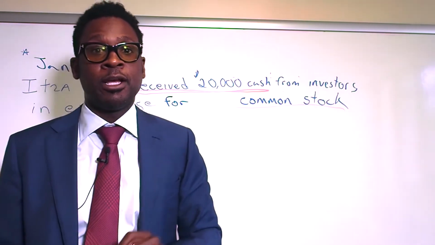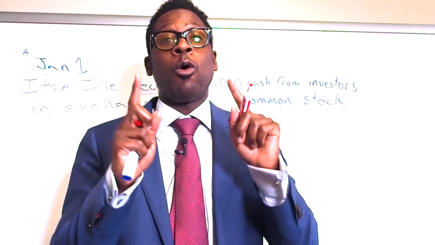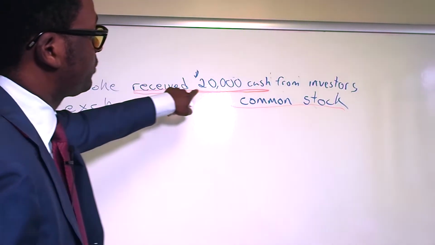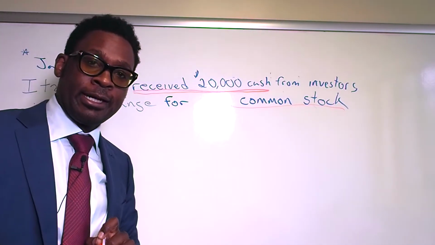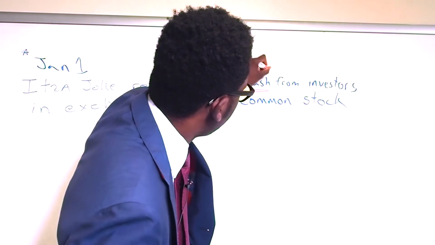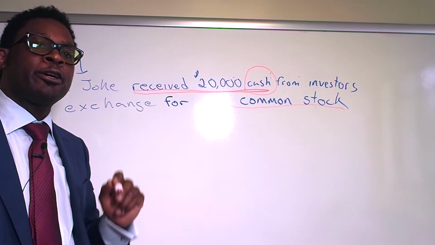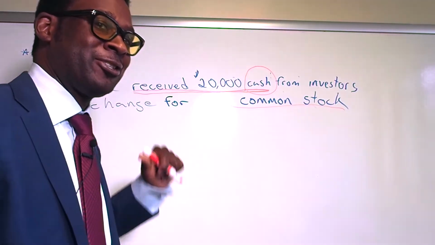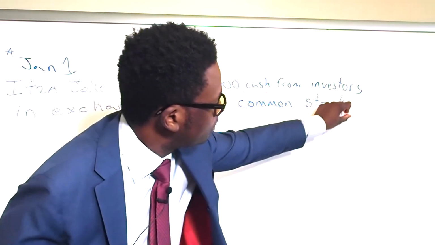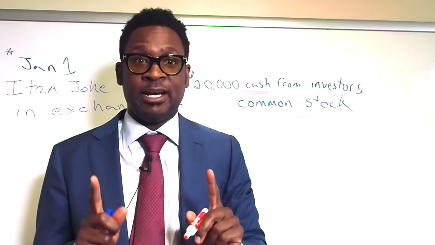Those are the keywords. So now that we've identified the keywords, it's pretty much easy for us to identify what accounts are affected. So the first set of keywords, received $20,000 cash. Can anyone guess what account is affected when we receive cash? Obviously so, cash, okay? Now, we receive cash, but what did we do in return for receiving cash? We being It's a Joke. We issued some common stock. So those are the two accounts, gang, in this particular transaction that has affected the accounting equation.